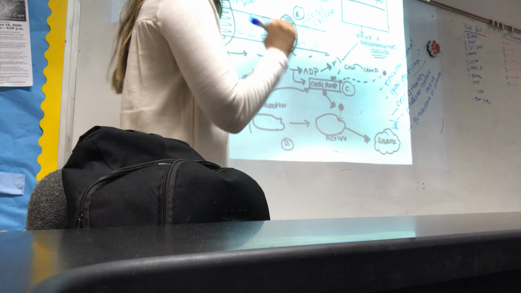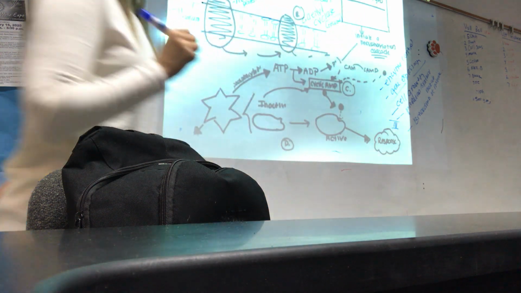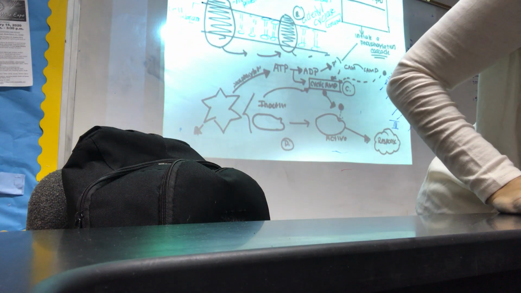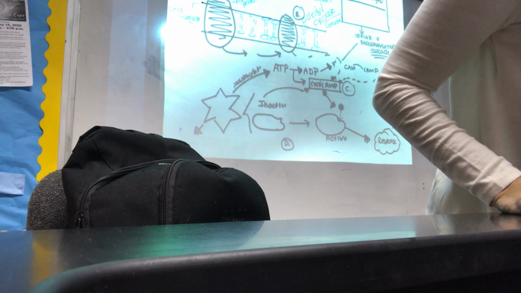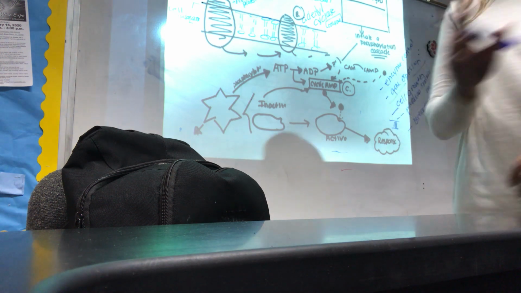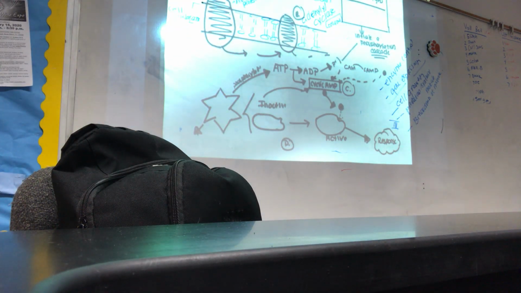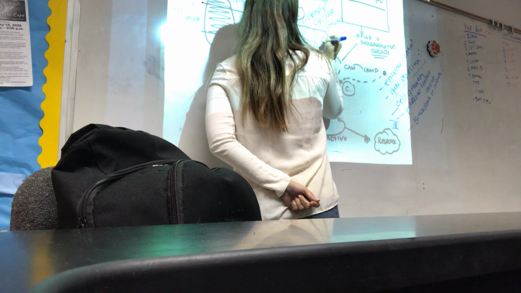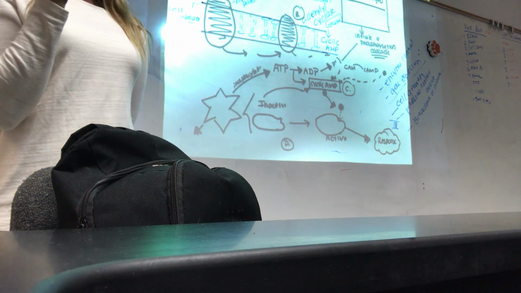Adenyl cyclase. Again, if it ends in -ase, that means it is an enzyme. Adenyl cyclase. And this enzyme makes what is called cyclic AMP. Just write that down. Cyclic AMP.